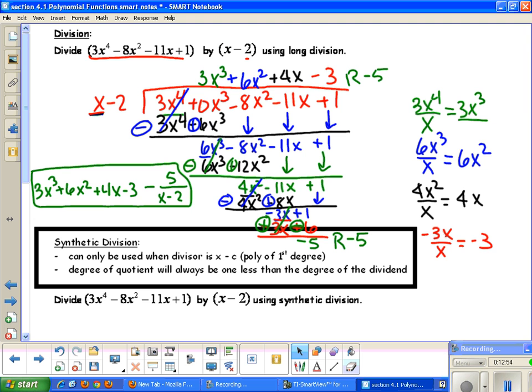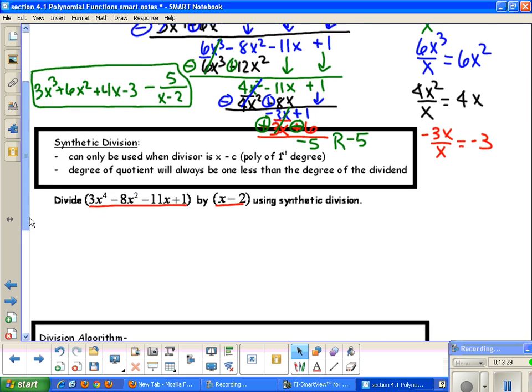Now, after long division in Algebra 2, we learned about synthetic division. Synthetic division can only be used when the divisor x minus c is a polynomial of the first degree. If your divisor is not a polynomial of the first degree, you cannot use synthetic division. The degree of the quotient will always be 1 less than the degree of the dividend. So that means whenever you're finding your answer, it's always going to be 1 less than the degree of the dividend, which would be in this case right here. This is the divisor, so 1 less than what you started with.